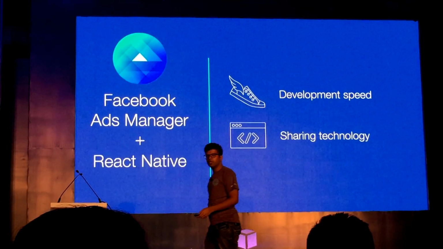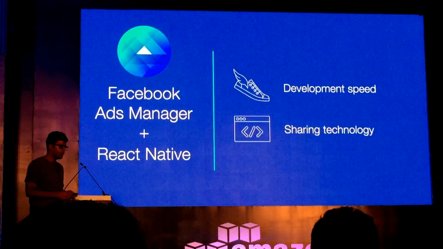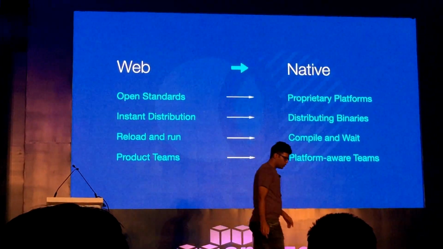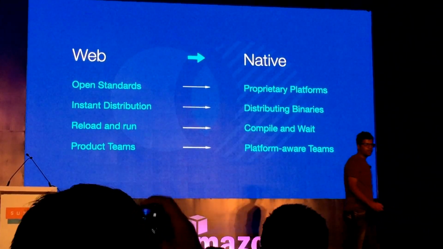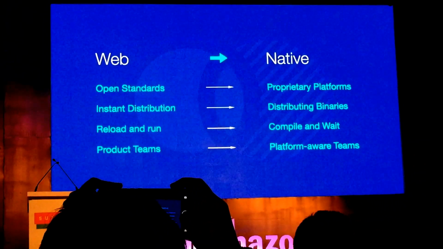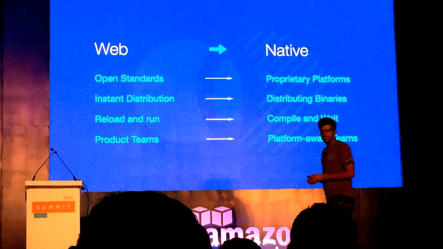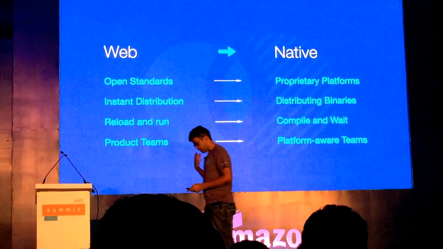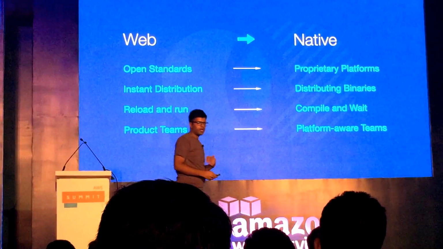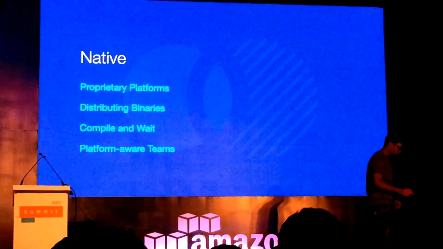So these two provide you with development speed, the benefit of moving fast, breaking things, and sharing the same code. As you can see, these were the problems that you faced when you moved from web to native. There were proprietary platforms, binary distributions, you have to learn Objective-C, or you have to go for Java, and you need to be aware of what all the platforms provide. These are very big challenges.